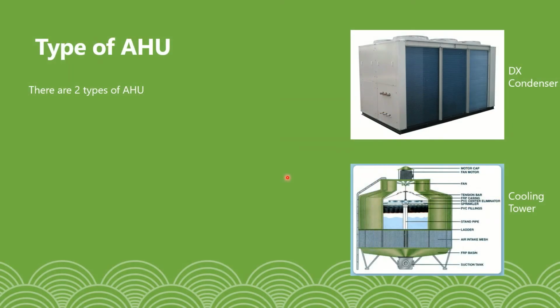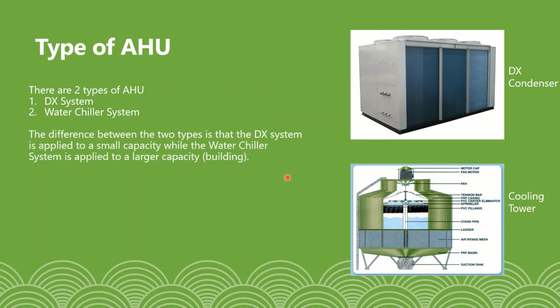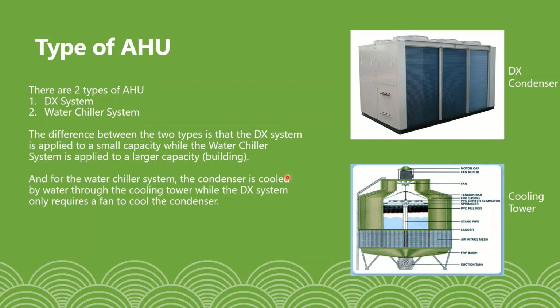The types of air handling unit. There are two types of air handling unit. The first one is the DX system, or direct expansion system, and the last is the water chiller system. The difference between the two types is that the DX system is applied to a small capacity while the water chiller system is applied to a larger capacity or building. And for the water chiller system, the condenser is cooled by water through the cooling tower, while the DX system only requires a fan to cool the condenser.